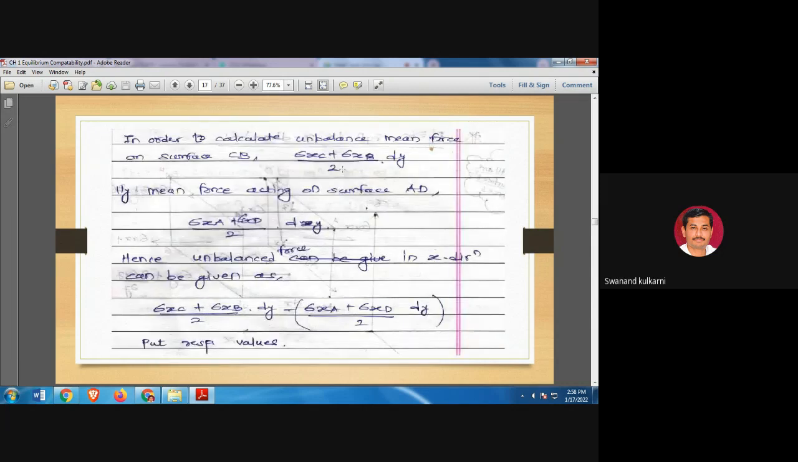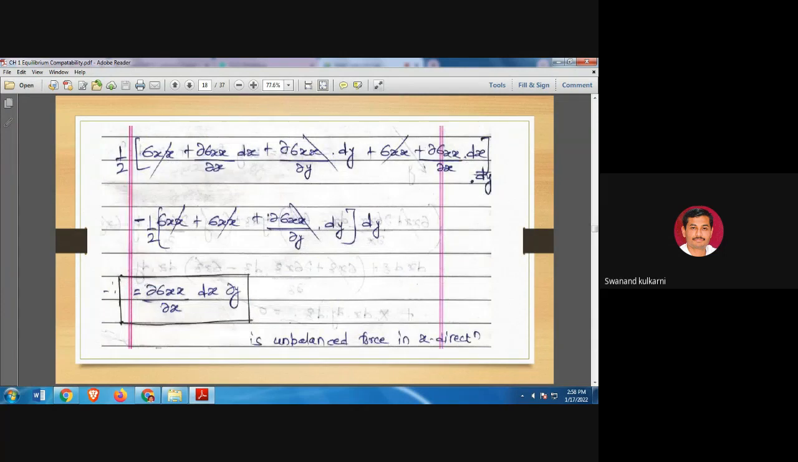Is it okay? So in order to identify that unbalance, now what we are doing? We are taking average of xc xb divided by 2, average of xa xd divided by 2, and that values we are substituting here. Equation 1, 2, 3, 4. And with that, if we solve this equation, we are getting dou sigma xx upon dou x dx dy.